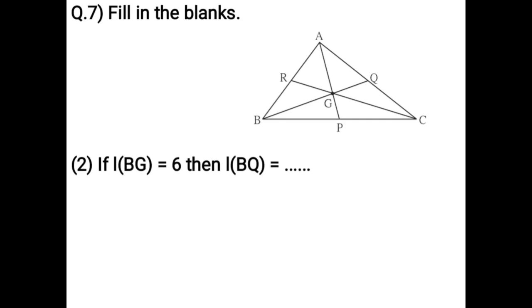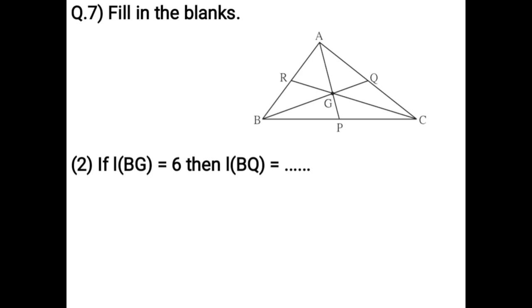If length of BG is equal to 6, then you will find length of BQ. Segment BQ is the median. Median BQ you have to find at last. Before that, you have to find length of GQ. In median BQ, the centroid divides each median in the ratio 2:1. Length of BG is greater than length of GQ in median BQ.